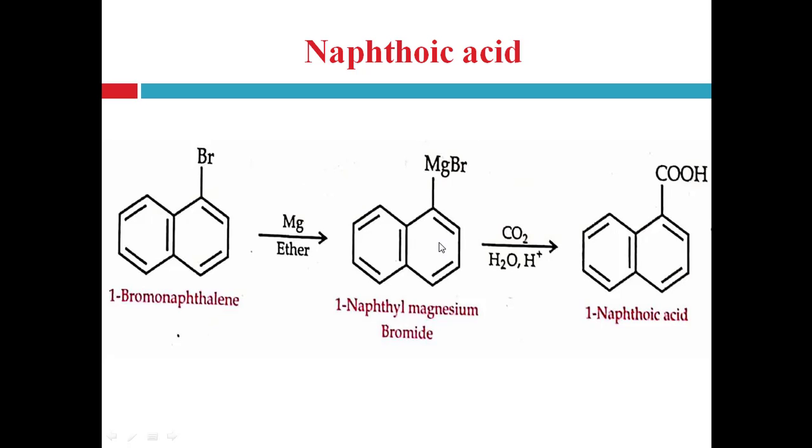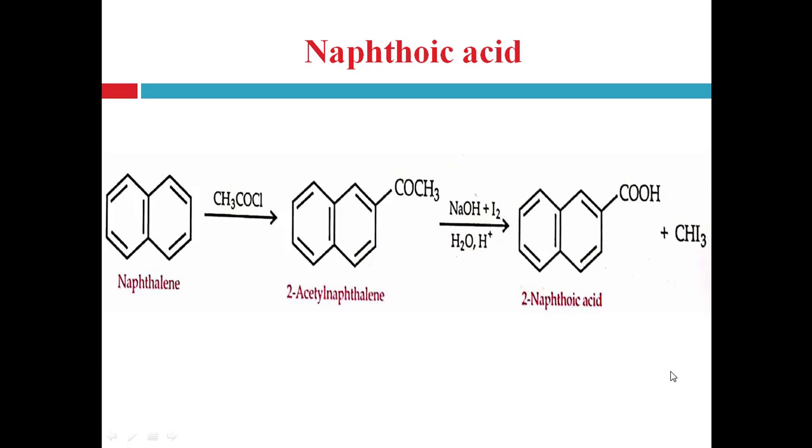And on hydrolysis and reaction with carbon dioxide, this 1-naphthyl magnesium bromide is converted into 1-naphthoic acid. Second, synthesis by iodoform reaction. Naphthoic acid can also be prepared by iodoform reaction.